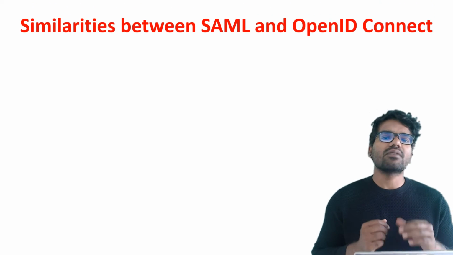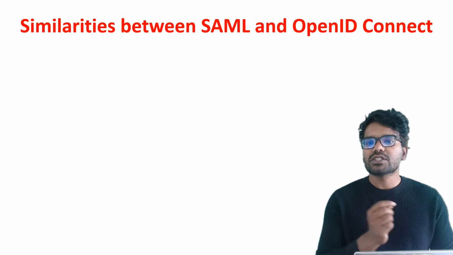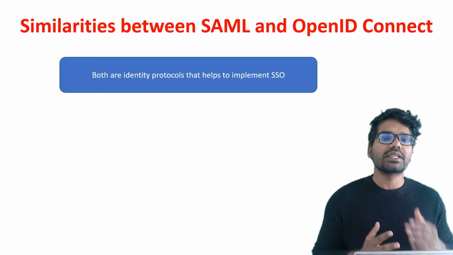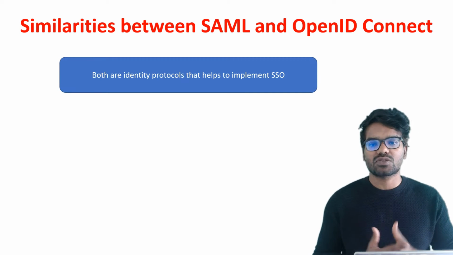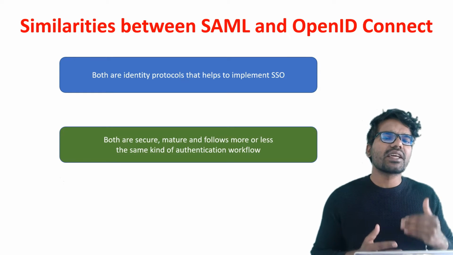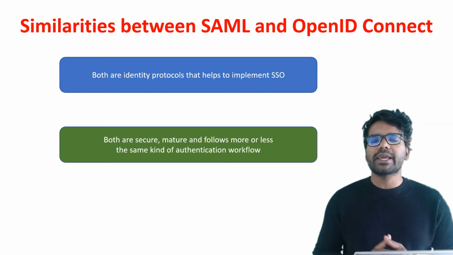So in the previous videos, we implemented SSO using SAML. So what are the main differences between the SAML and the OpenID Connect protocol? First, instead of going straight to the differences, I will start with the similarities between SAML and OpenID Connect. The first similarity is, we already saw, both are identity protocols that help with implementing single sign-on, SSO. The next is both are standard, secure, and more or less they follow the same kind of authentication mechanism. I consider these two the main similarities.